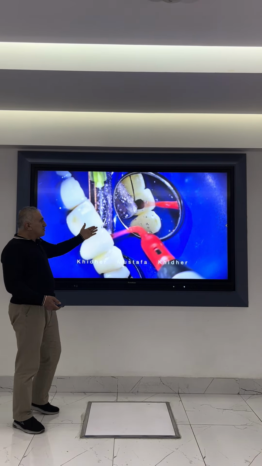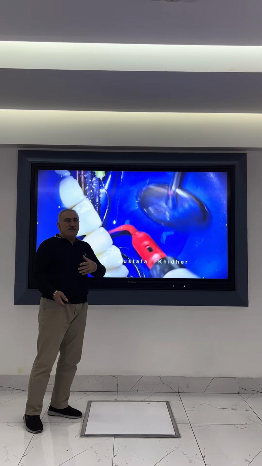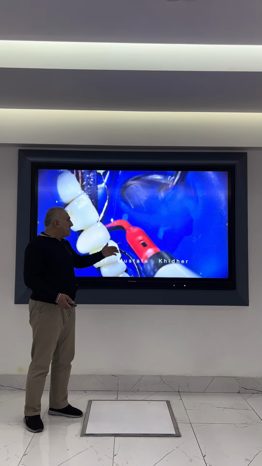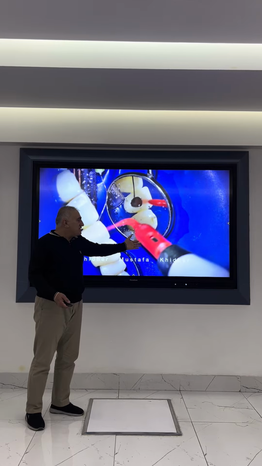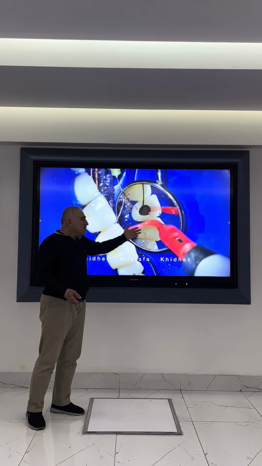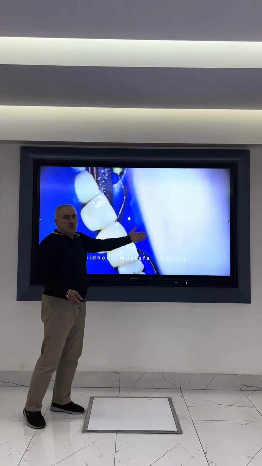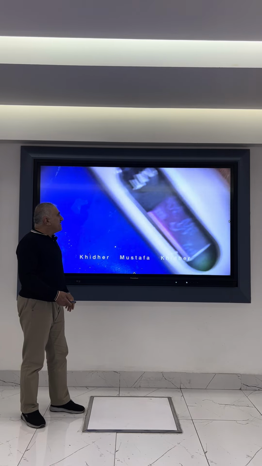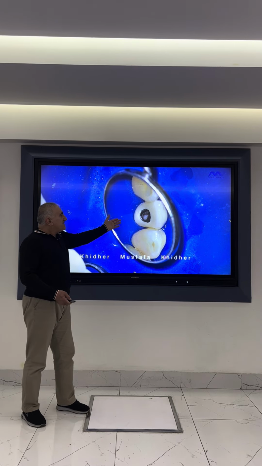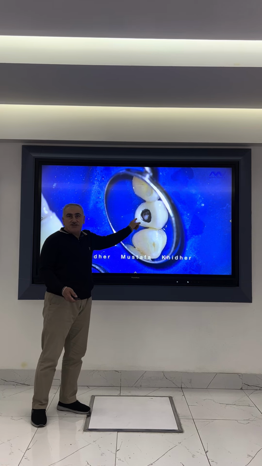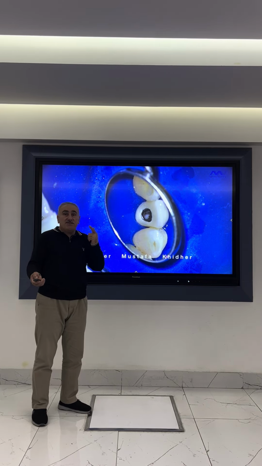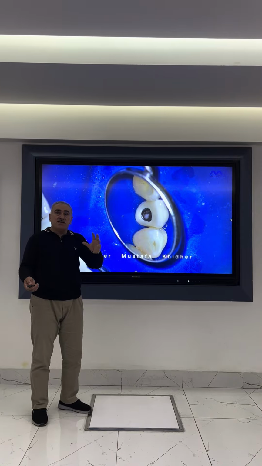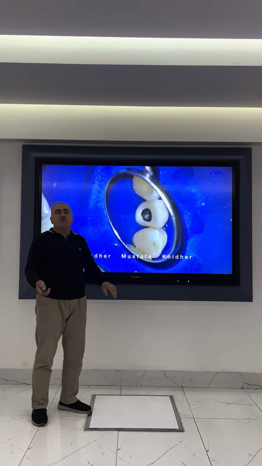The first thing I should do is a very nice cleaning and disinfection, with activation of irrigation using the latest version of the activator, which is ultrasonic but a new generation. It's very effective, with a small, safe plastic tip. Here I see some strange thing, which is cotton inside. I don't know why they put the cotton, but I think they made a mistake during multi-visit root canal therapy. They put the cotton and forgot to remove it.